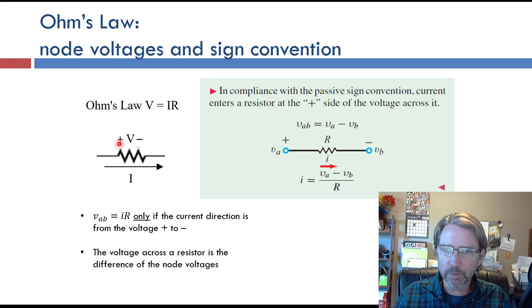So if the current goes from plus to minus, V equals IR. If the current goes from minus to plus, V equals negative IR. So keep that in mind. That's our first point here.